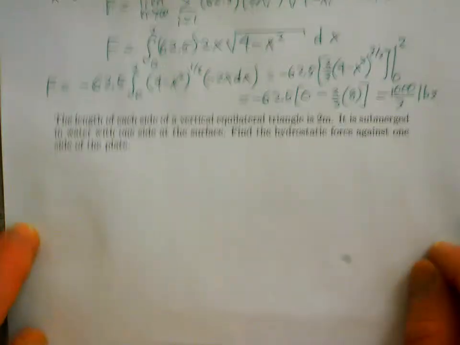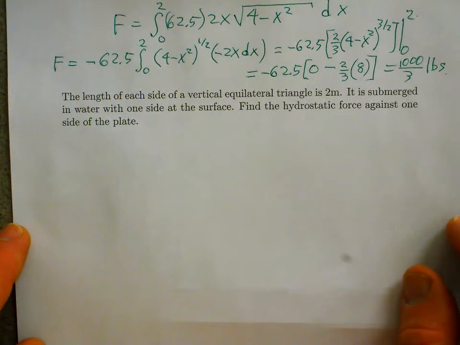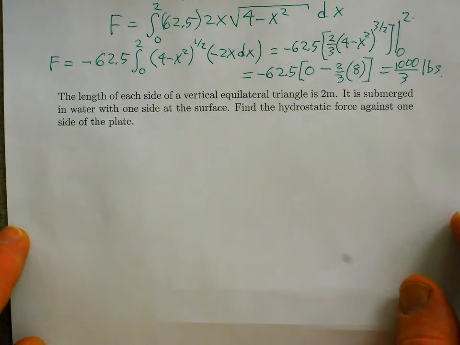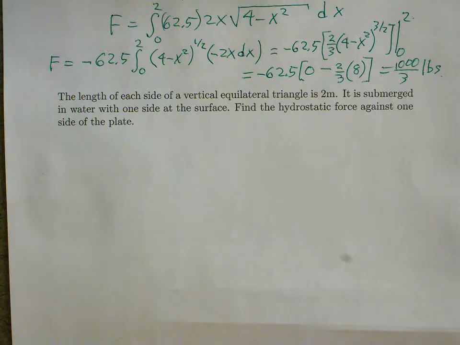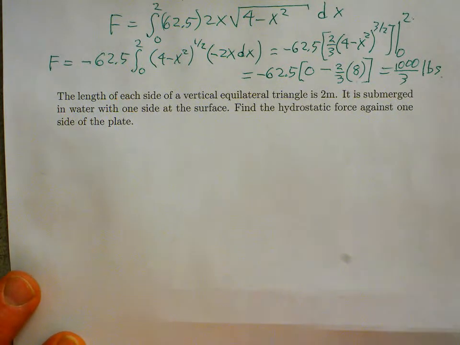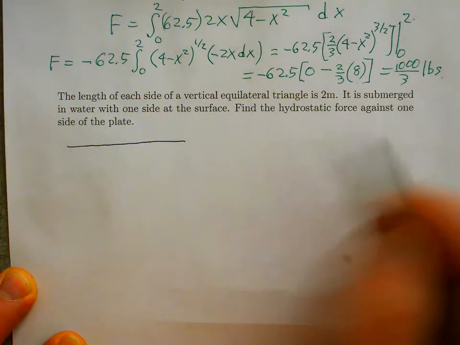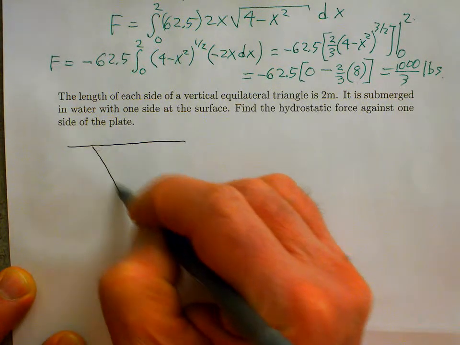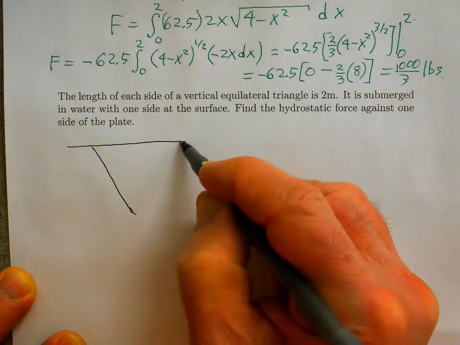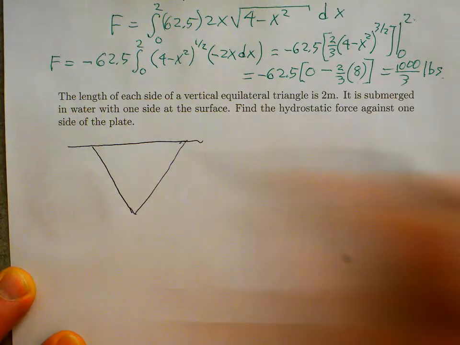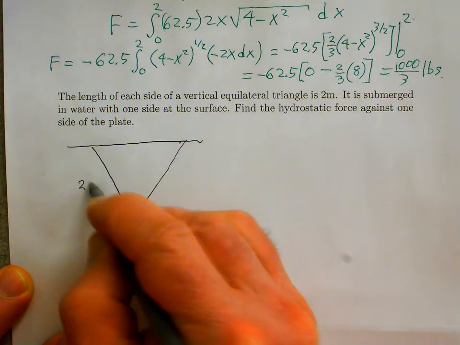Okay, let's at least start the next one, see how far we get. The length of each side of a vertical equilateral triangle is 2 meters. It is submerged in water with one side at the surface. Find the hydrostatic force against one side of the plate. Okay, an equilateral triangle where one side is at the surface. So each side is 2 meters.